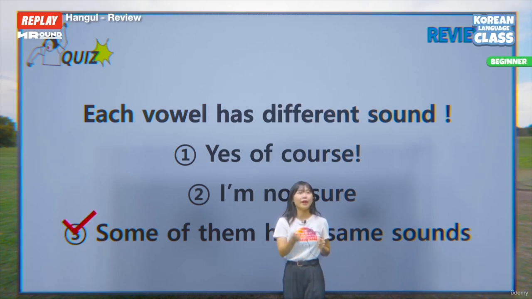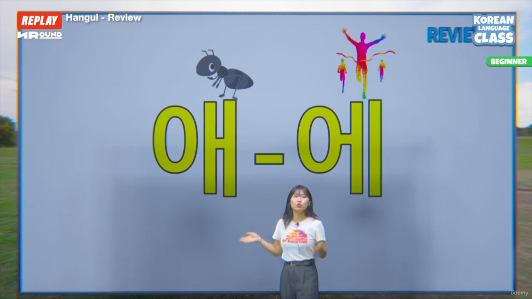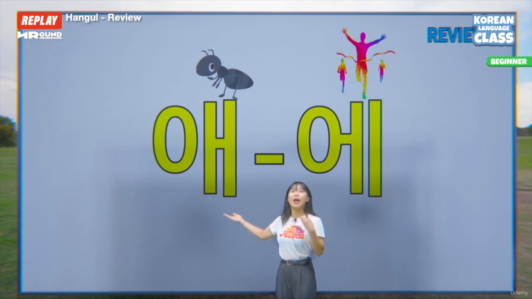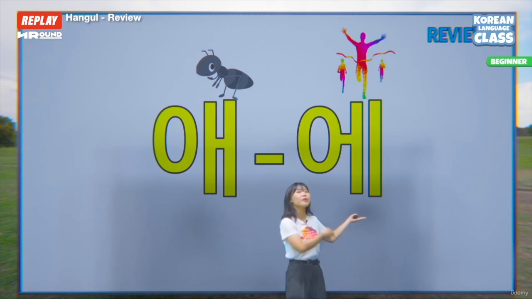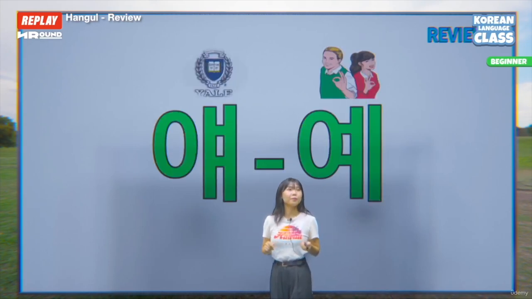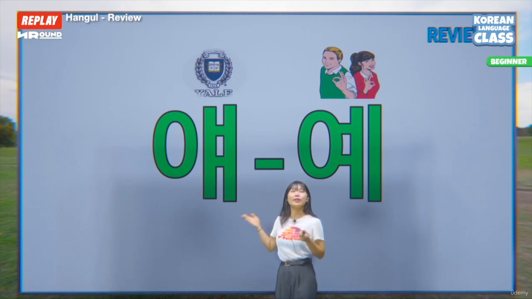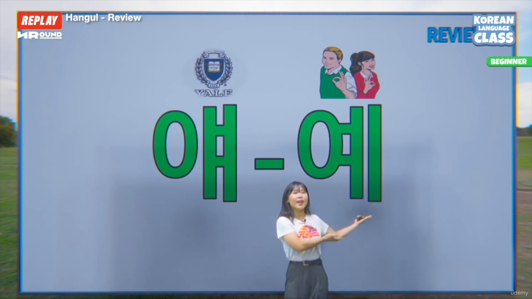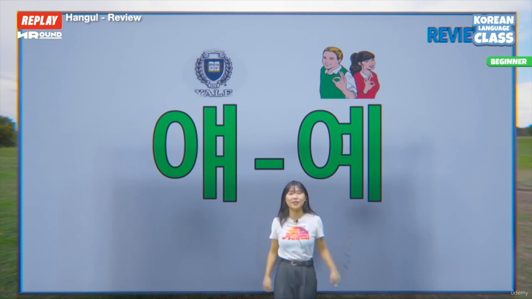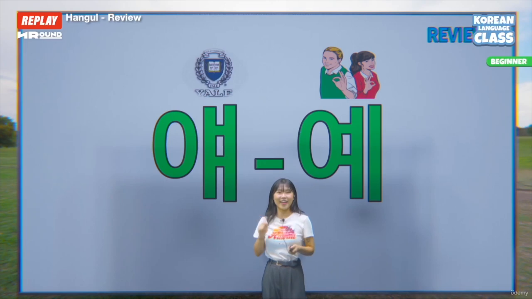So let's check the combined vowels. Okay, these 2. Let's start with the first one. This one is A. The second one, A. Yes, these 2 have the same sound, A. Good job. And with one more line added, we add one sound, the Y sound: yeh, yeh. These 2 also have the same sound, yeh.